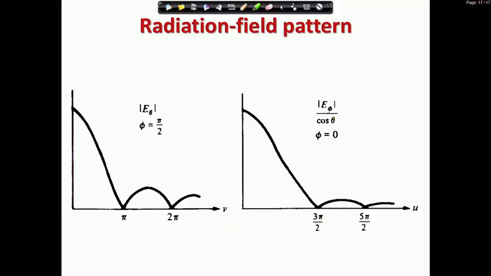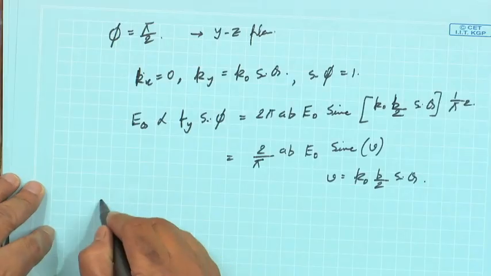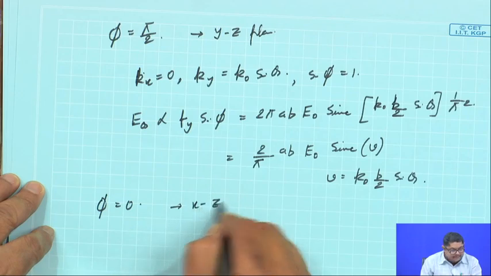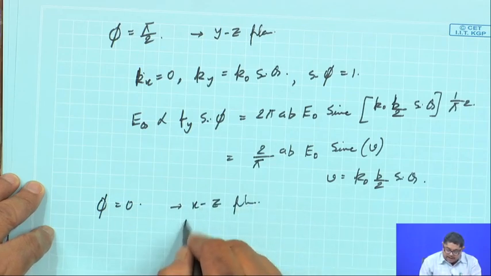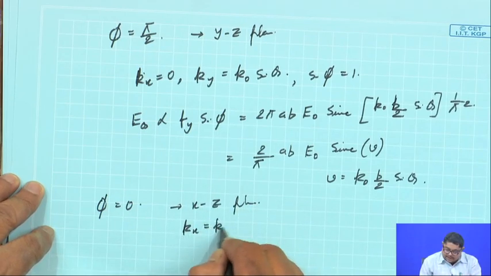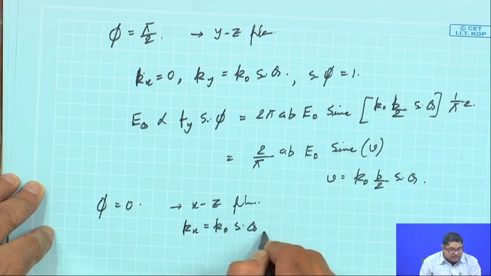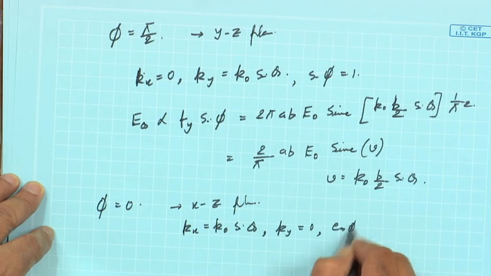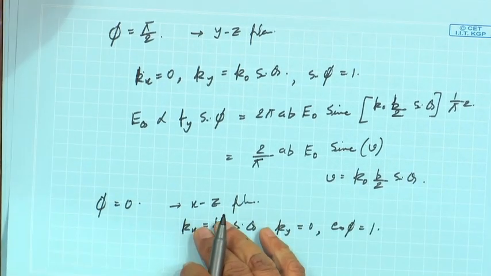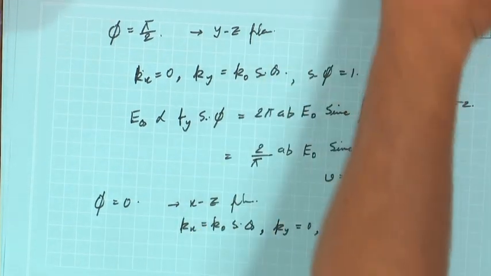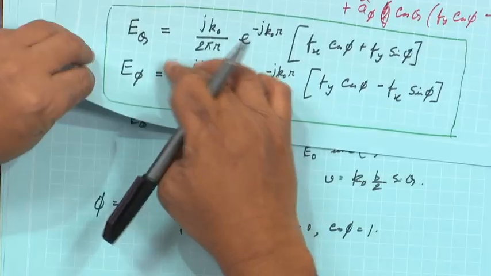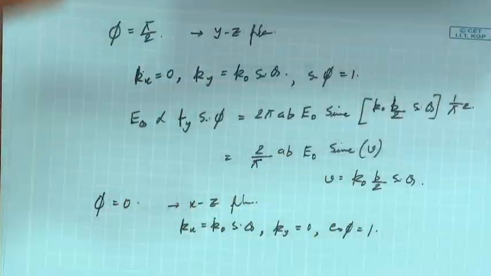And in the phi equal to 0 plane, that means the xz plane, you can write kx is k naught sin theta, ky is 0, cos phi is 1. So, you can put in all those solutions. Actually, I am putting all those here. You see, these are my solutions. Here I am putting them and getting E theta, E phi, etc.